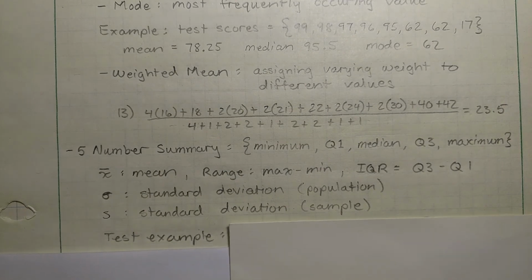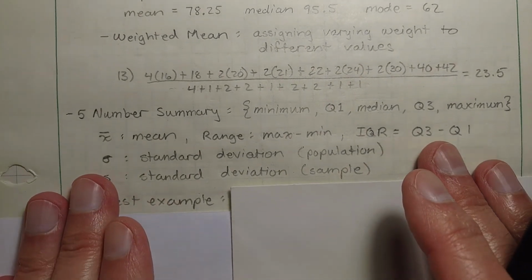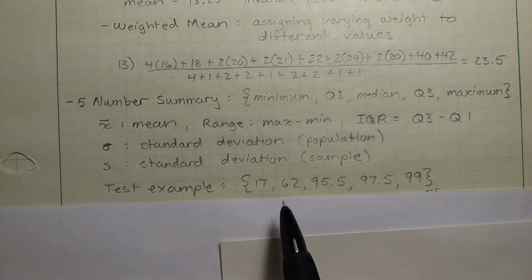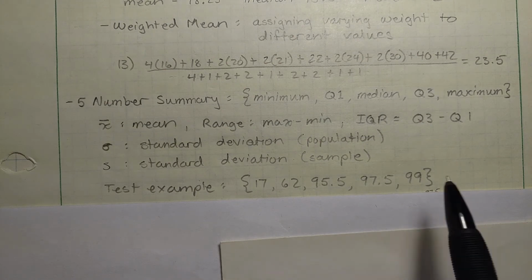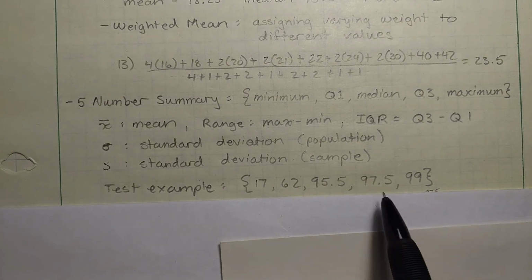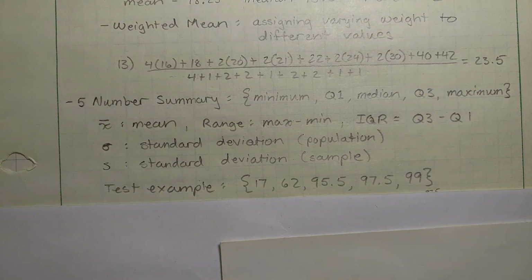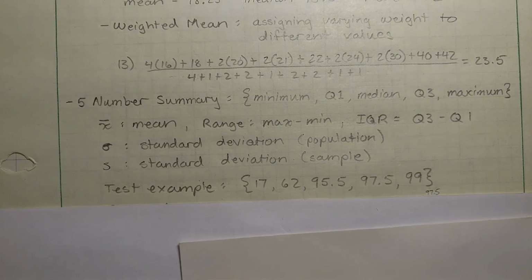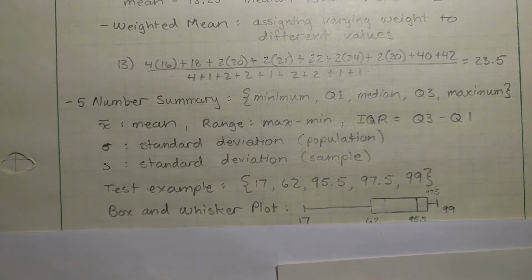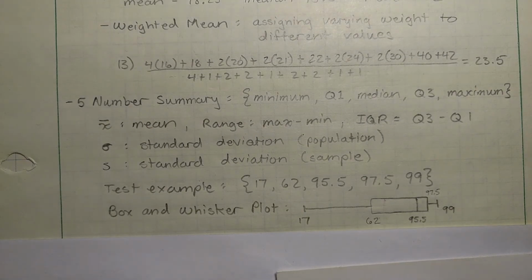So for our test example there, what we get for our 5-number summary is 17 was our min, 62 was our Q1, 95.5 was our median, 97.5 is our Q3, and 99 is our maximum. If we do a box and whisker plot for this, it would look like this.